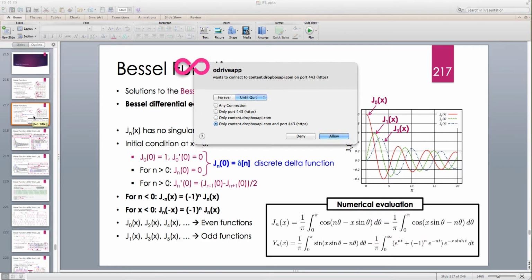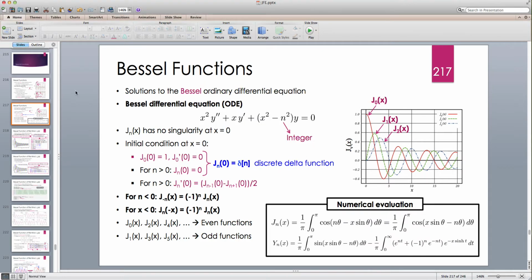So here's the first approach for calculating the Bessel functions of the first kind for integer values. So for integer indices, j0, j1, j2, or negative values, j minus 1, j minus 2, or y minus 1, y minus 2, etc. In this case, the parameter of the Bessel equation is an integer, and we already know that jn doesn't have any singularity at x equals 0. j0 at 0 is 1. j0 prime at 0 is 0. These are the observations by just looking at these plots.